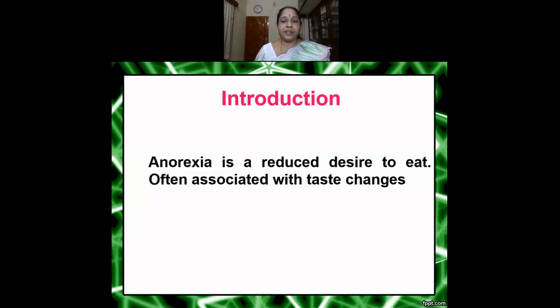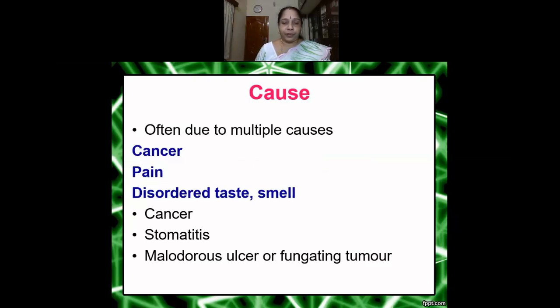Anorexia is a reduced desire to eat. Often it is associated with taste changes. A taste change is a naturally occurring phenomenon. When a person ages, the number of taste buds reduces and therefore the taste sensation also reduces. Now, when the patient is terminally ill, obviously they may be in old age, or due to different types of therapies received, the number of taste buds may undergo changes, and this can affect the taste sensation in the individual, leading to anorexia, which is the reduced desire to eat food.